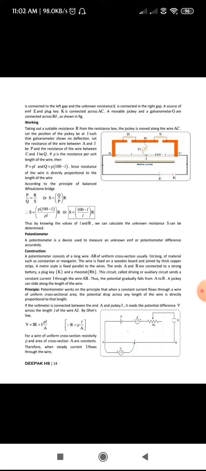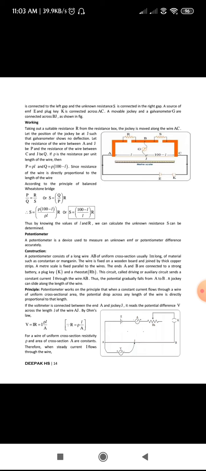Next, you know that terminal A is connected to the positive terminal of the battery. From terminal C, it is connected to the plug key, and from the plug key to the negative terminal of the battery. As you know, this meter bridge consists of a 1 meter scale, and on that meter scale, the wire has been mounted. By making use of the jockey, you are going to slide. From terminal B, a galvanometer is connected.